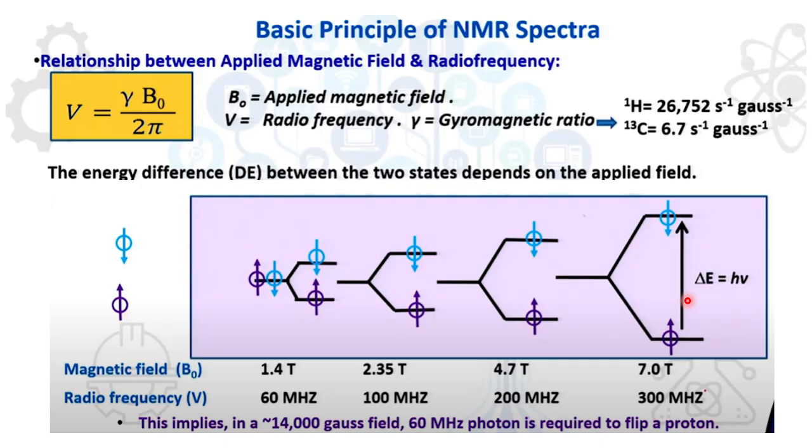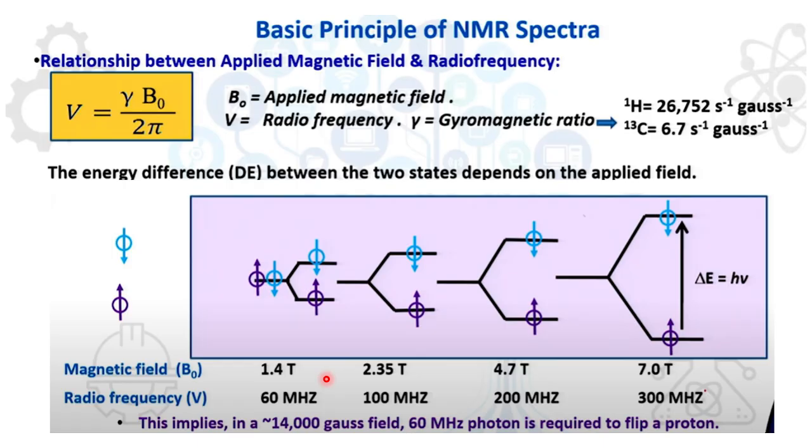Proton. Yes, hydrogen nucleus. 1.4 Celsius, and that is the external magnetic field. Electromagnetic radiations are what? First of all, just listen.